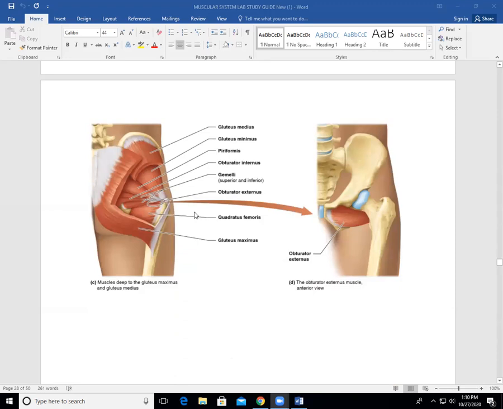Here's another view of some of those muscles in the pelvic girdle. So deep to the gluteus maximus and gluteus medius, you can see here's piriformis, obturator, another muscle, gemelli, obturator externus. Quadratus femoris. Here's your obturator externus. That's the one that we've been talking about.